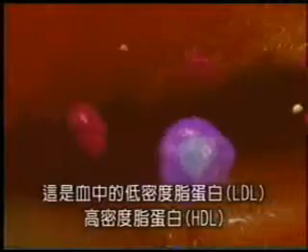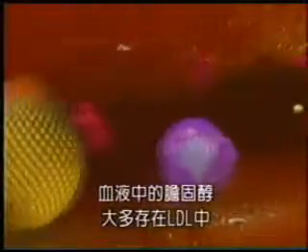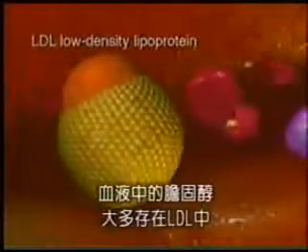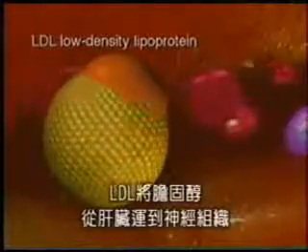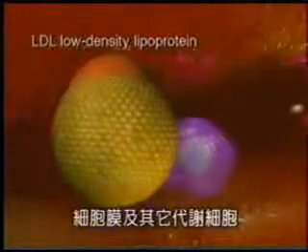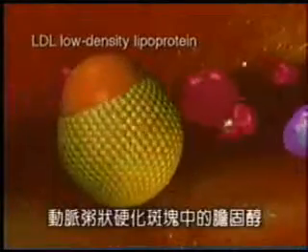Here you see LDL, HDL, white blood cells, and red blood cells in circulation. The majority of the cholesterol in the blood is contained in low-density lipoprotein, which transports cholesterol from the liver to nerve tissues, cell membranes, and other cells for metabolic purposes. The cholesterol in atherosclerotic plaques is derived mainly from excess LDL cholesterol.